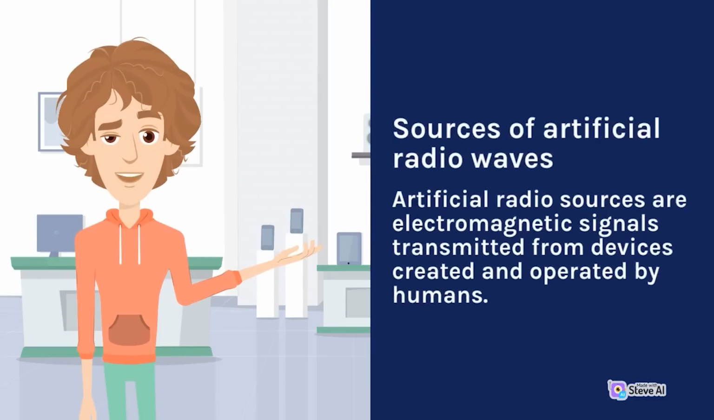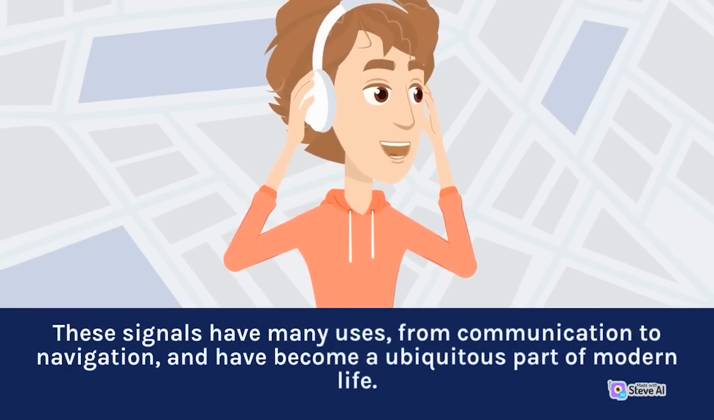Sources of artificial radio waves. Artificial radio sources are electromagnetic signals transmitted from devices created and operated by humans. These signals have many uses, from communication to navigation, and have become a ubiquitous part of modern life.